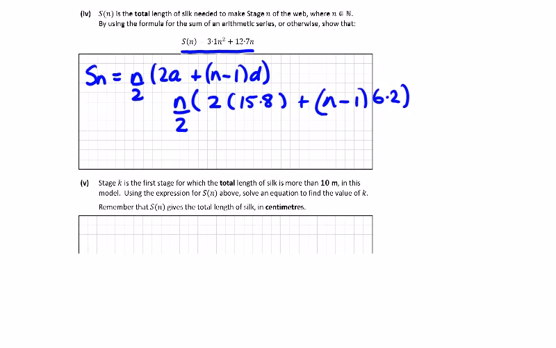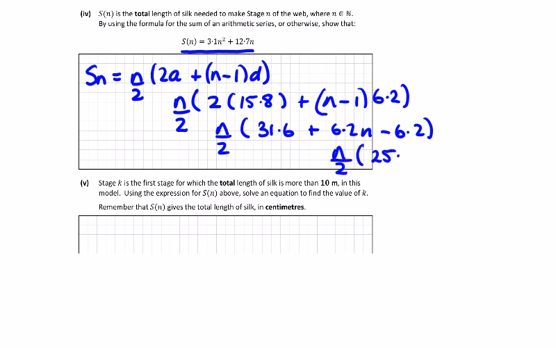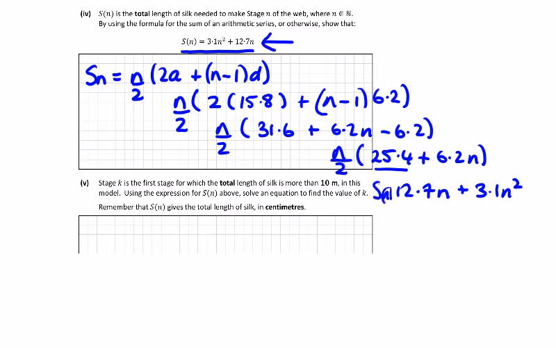And if we simplify this down, we're going to get n over 2 times 31.6 plus 6.2n minus 6.2, which is n over 2 times 25.4 plus 6.2n, and that is going to give, this divided by 2 will be 12.7n, multiplying n over 2 by it, and then the second will be 6.2n squared over 2, which is 3.1n squared, which is what we were asked to show up here, that Sn will be equal to.